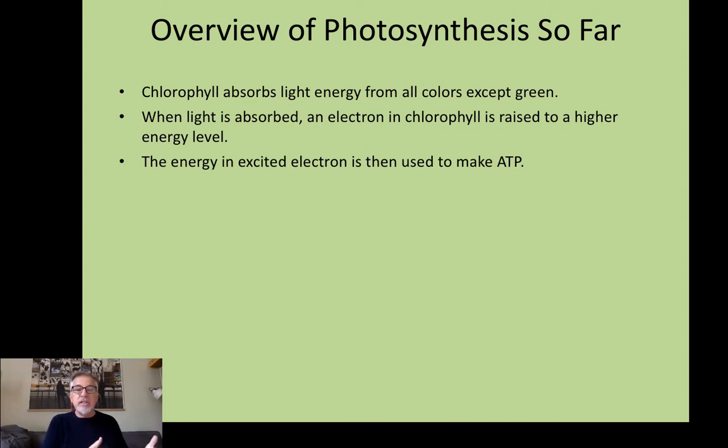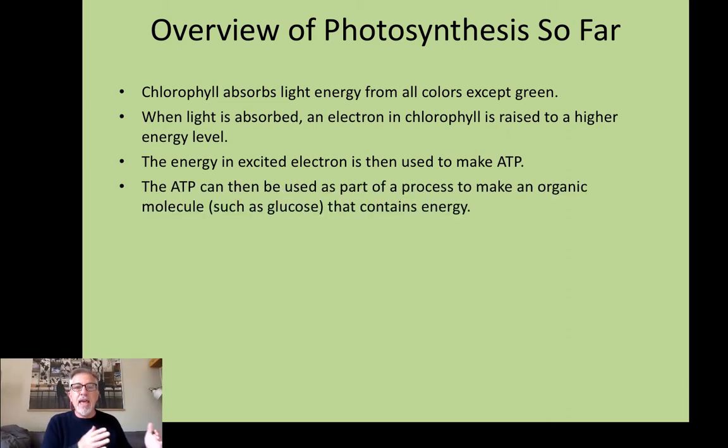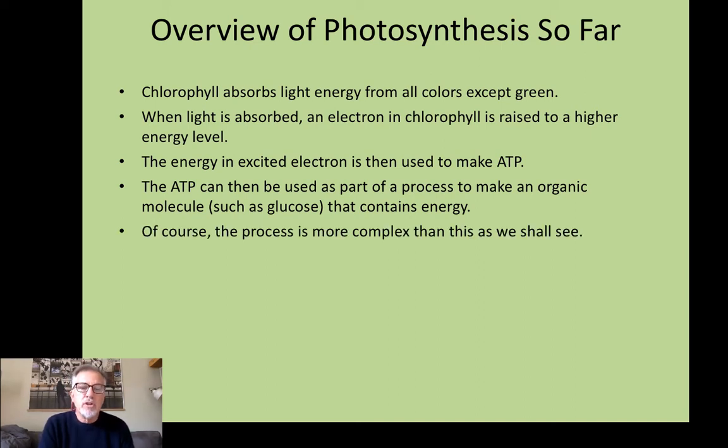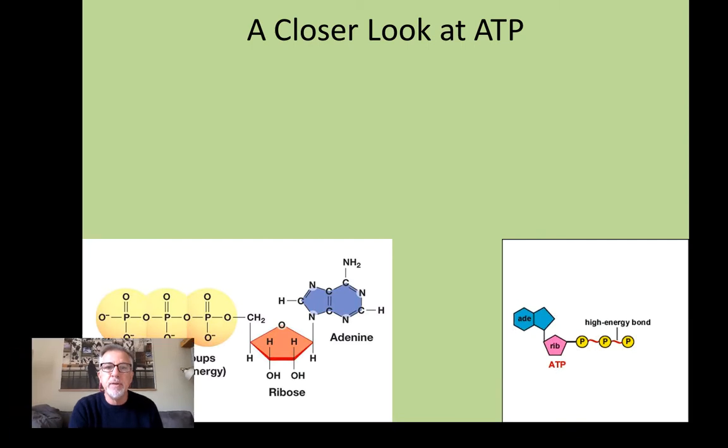The energy in the excited electron is then used to make ATP, and the ATP can then be used as part of the process to make an organic molecule such as glucose. Of course, the process is more complex than this, as we shall see. But before we go on to that, I want to spend a little bit of time talking about ATP.